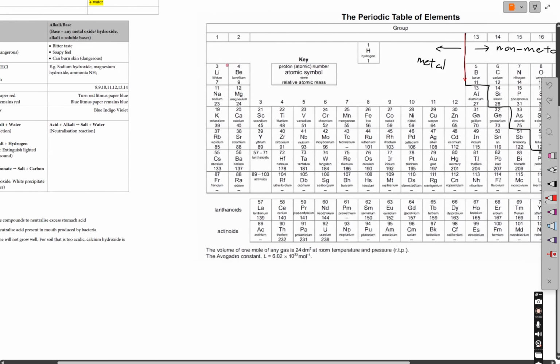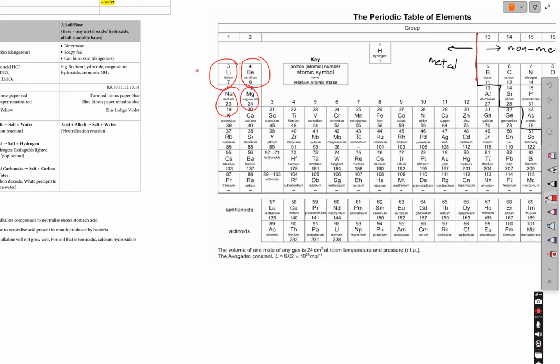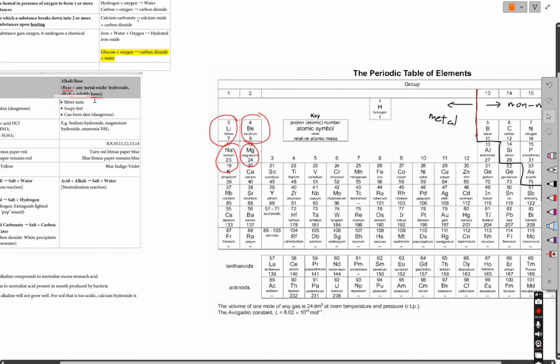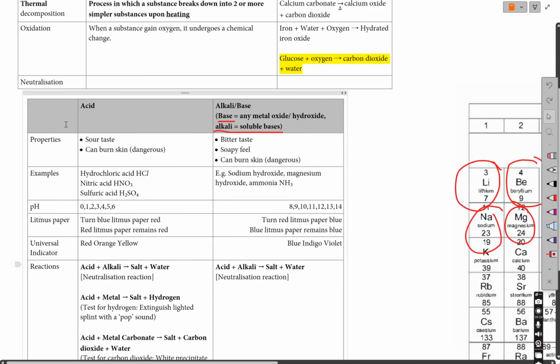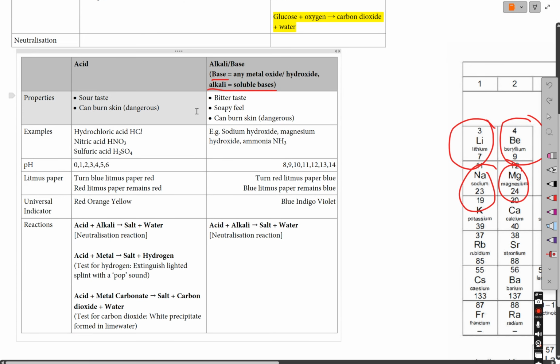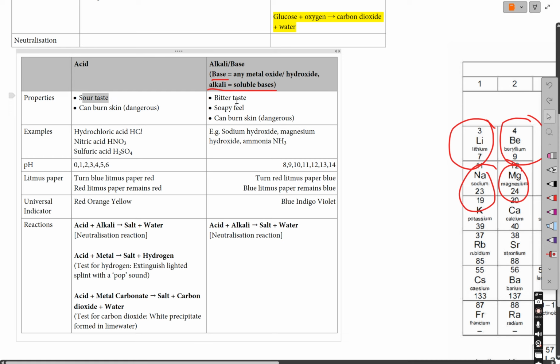So any metal, so lithium hydroxide, beryllium hydroxide, sodium oxide, magnesium hydroxide, they are a base. And then alkalis are bases that can dissolve in water. There are some physical properties that you just need to memorize. Acids generally have a sour taste and alkalis have a bitter taste.